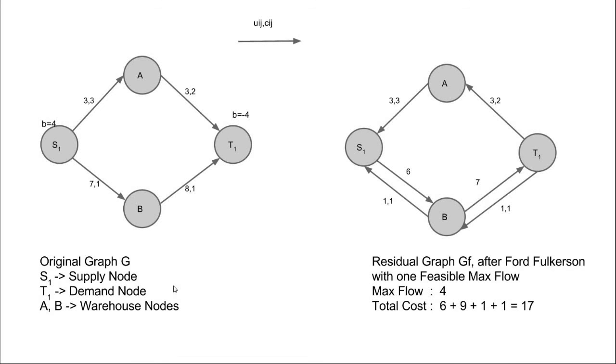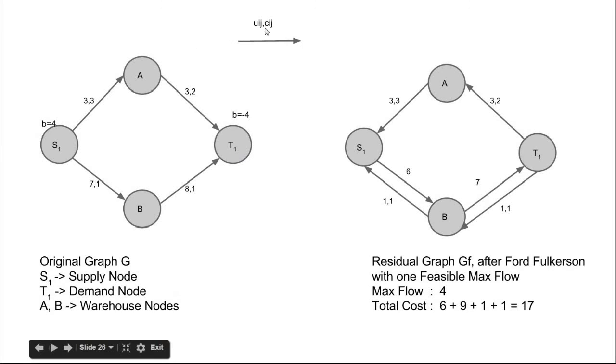Now let's take an example. On the left hand side is a graph which is a min cost flow graph. It has a supply node S1, a demand node T1 and two warehouse nodes. There can be multiple supply nodes and multiple demand nodes, but for simplicity I have given only one supply and demand node. Now b equal to 4 means it can supply 4 units, minus 4 means the demand is 4 units. Here for A and B, the b value will be 0.